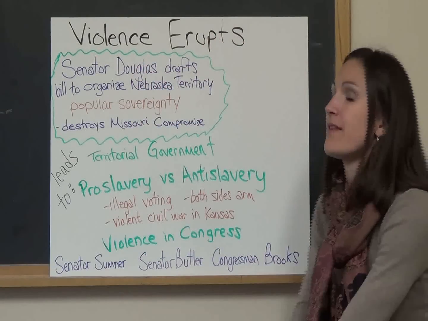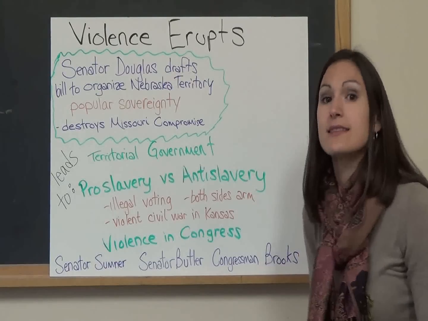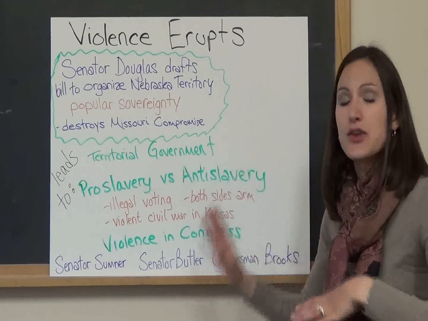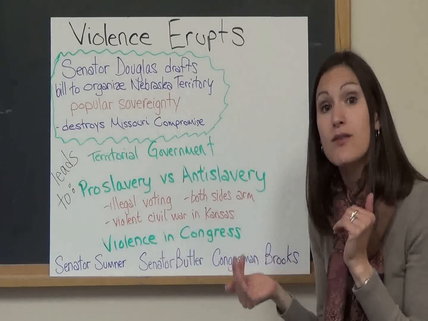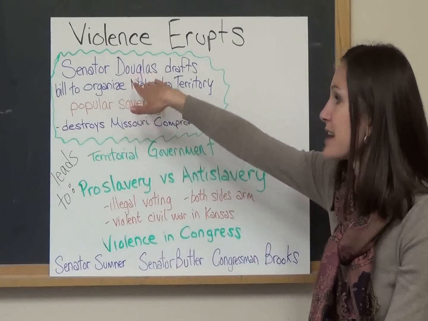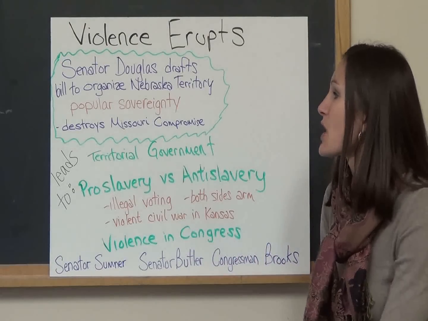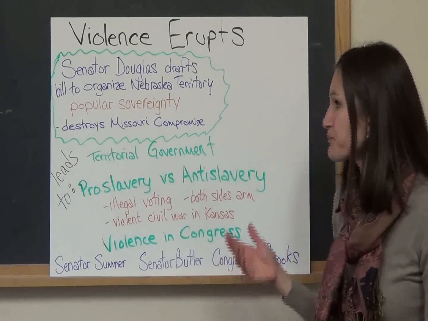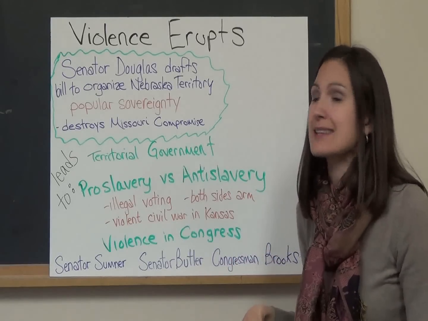That brings us to violence erupts. Senator Douglas drafts a bill to organize the Nebraska Territory. With the gold rush in California, people had this vision in the U.S. to have a transcontinental railroad. They wanted to put a railroad across the United States. Now, Senator Douglas is from Illinois, and he wants to make sure that the train goes through his state. So he knows in order to do that, the Nebraska Territory would have to be organized. So what he calls for is the Kansas-Nebraska Act.